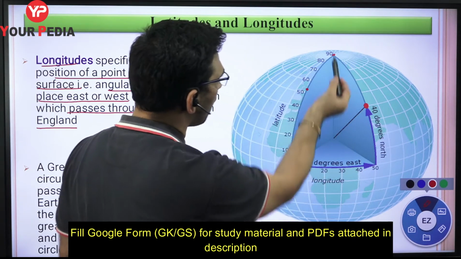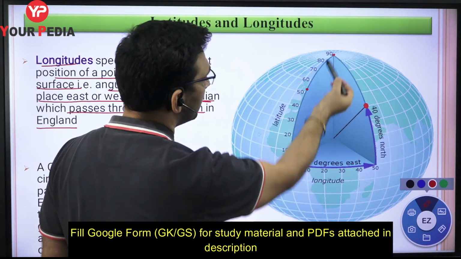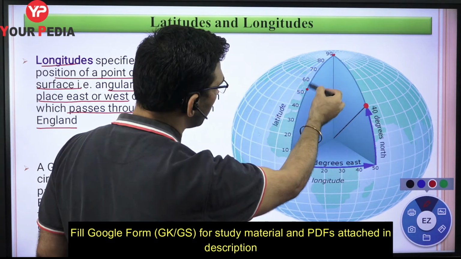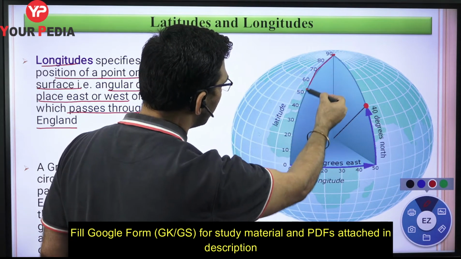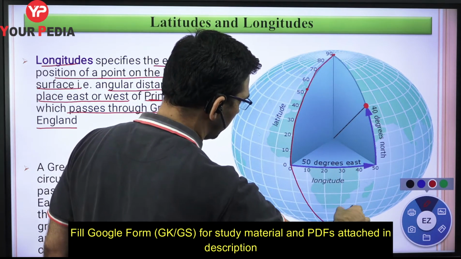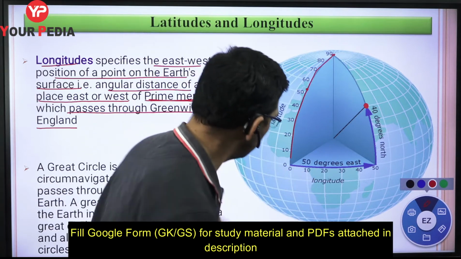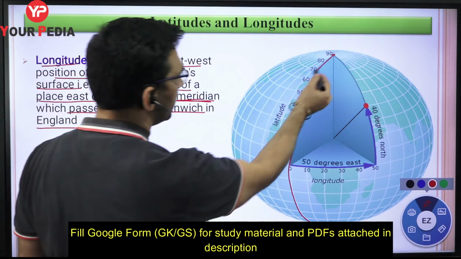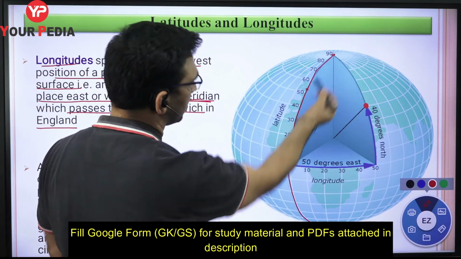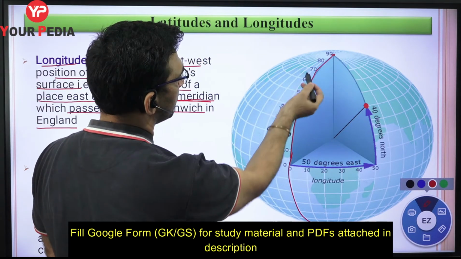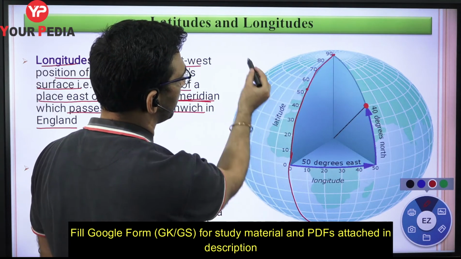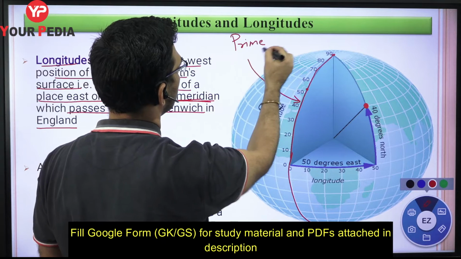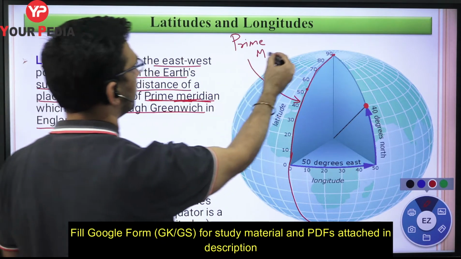So if we draw this circle on the surface of the earth going from north to south or south to north, passing through this particular Greenwich, this way, and then it meets over here. So this circle, this half circle that is passing through this particular point, we have called it the prime meridian. It is mentioned over here.